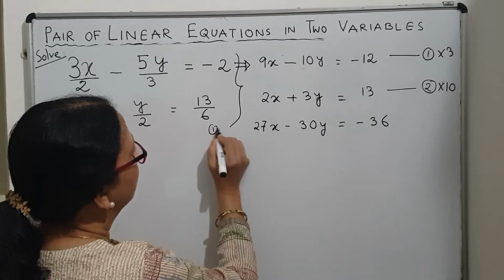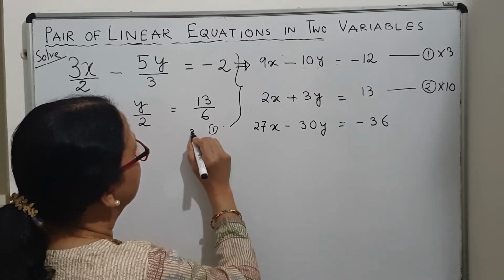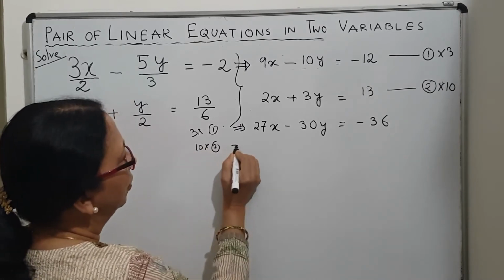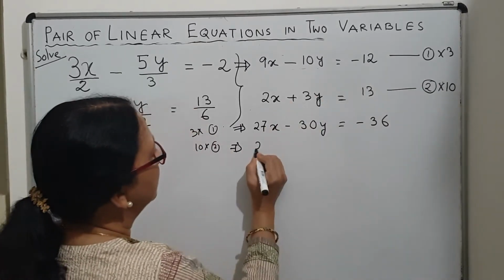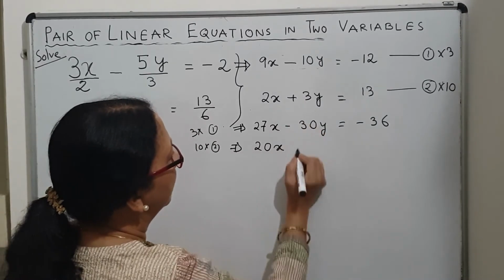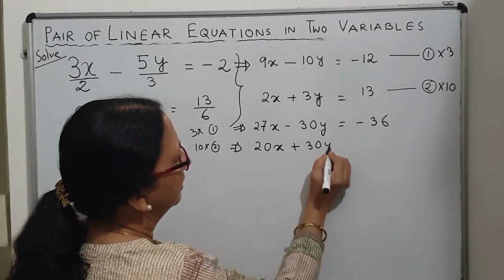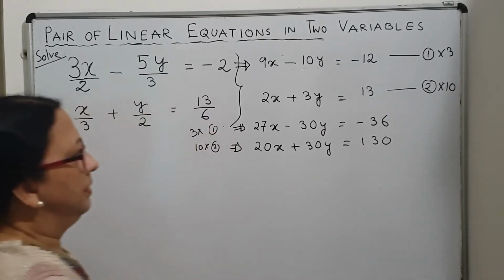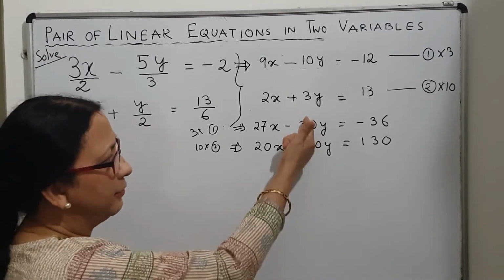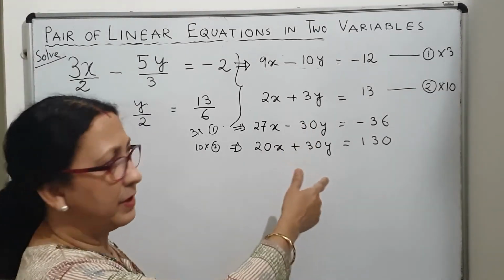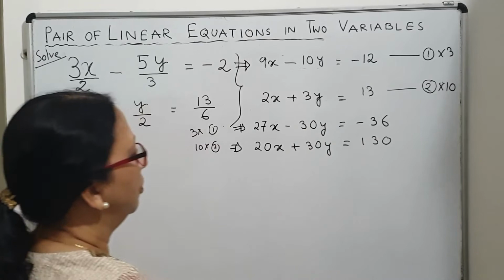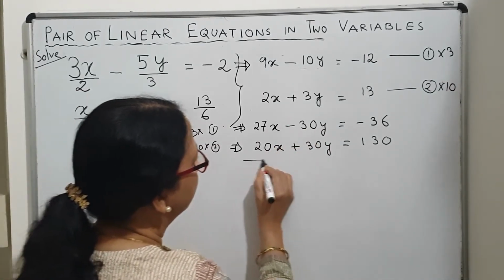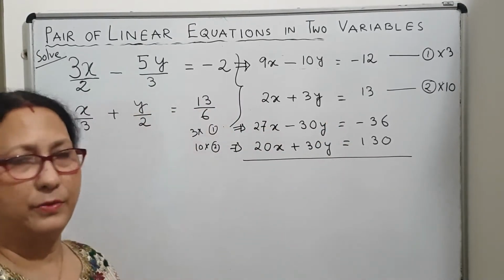So 3 into equation 1 becomes this. Then 10 into equation 2 will give us 10 into 2, 20x plus 3 into 10, 30y, and 13 into 10 is 130. So I have equated the numerical value of the coefficients, not the exact value, only the numerical values of the coefficients are made the same. Since they are of opposite sign, we will be adding to eliminate the y variable.